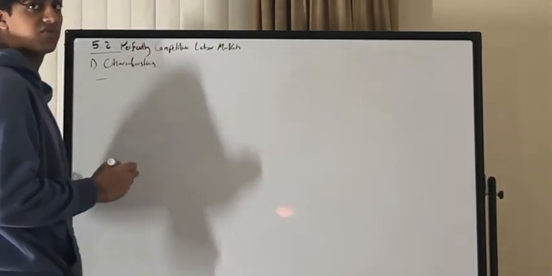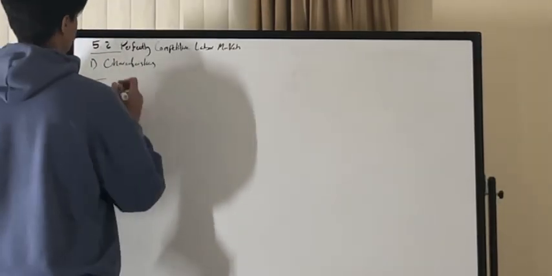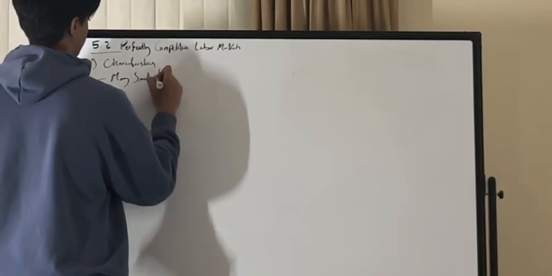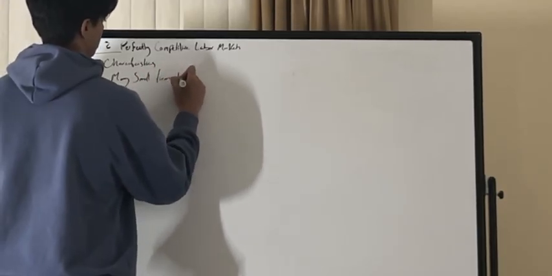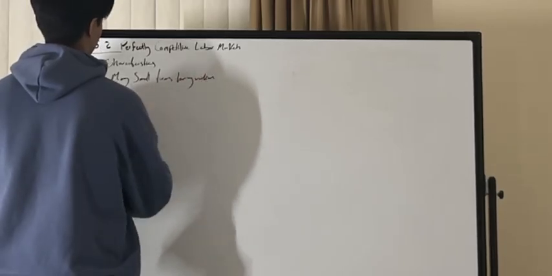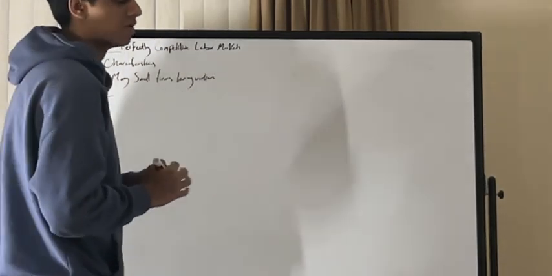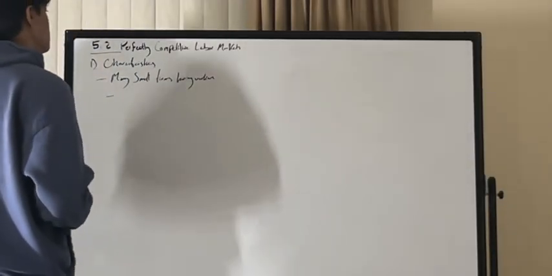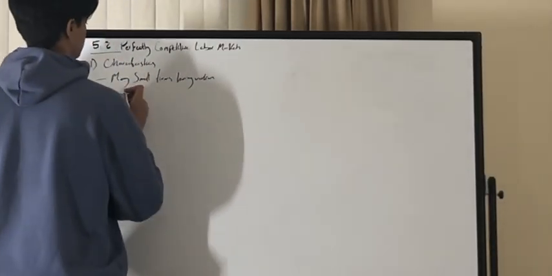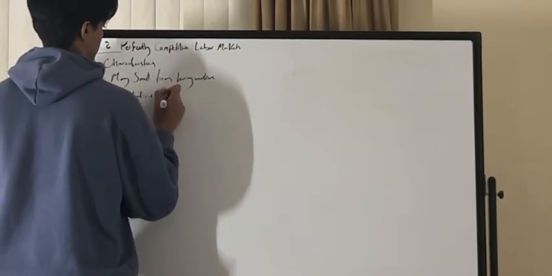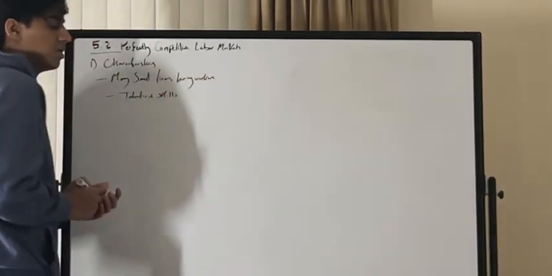So, characteristics of a perfectly competitive labor market include many small firms hiring workers. No one firm is large enough to manipulate the market, and these many workers have identical skills. It is for this reason that workers are wage takers.